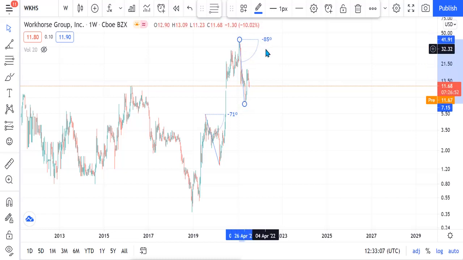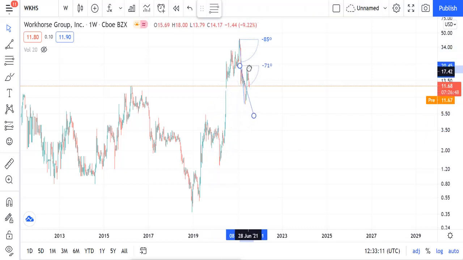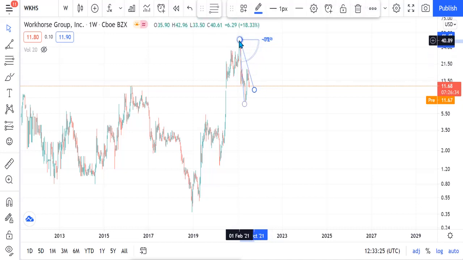So what I'm going to do now is move the previous retracement to the current retracement, and I'm going to overlap it. Do you see one thing? When I overlap it, the current retracement is around 85. Yes, it's around 85. So the 85 retracement is well beyond the 71 retracement degree that we saw earlier.